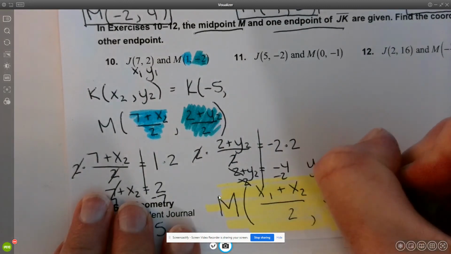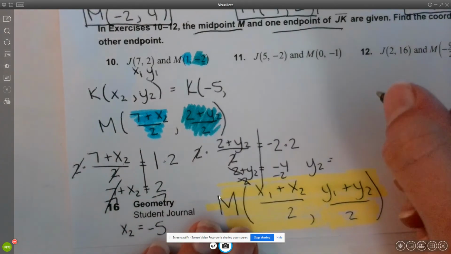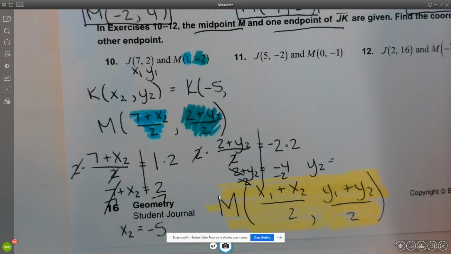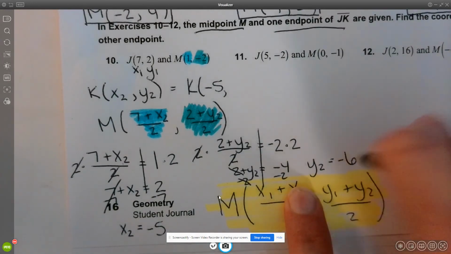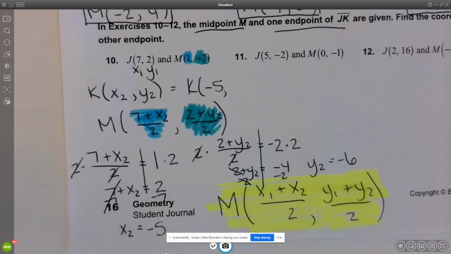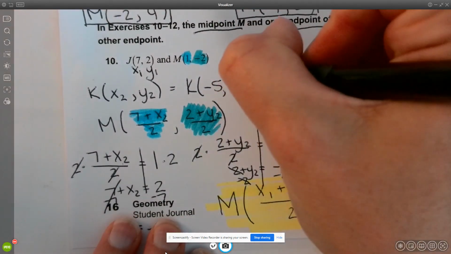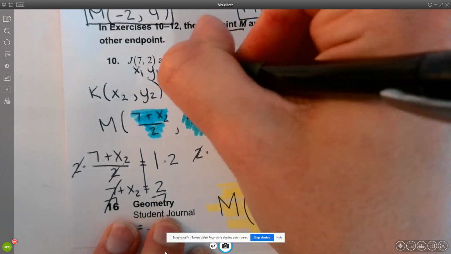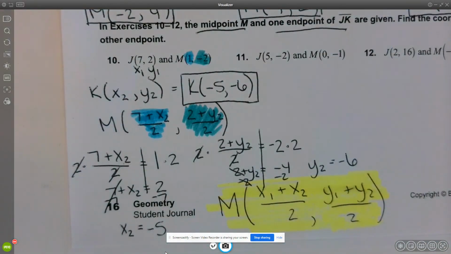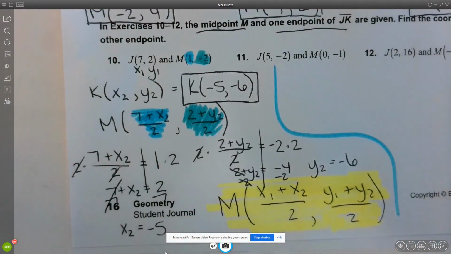And this tells me that y2, the y coordinate of my endpoint K, has to be equal to negative 6. So the y coordinate, y2, of endpoint K is negative 6. We're going to skip number 11 to save space, and we're just going to work on number 12.